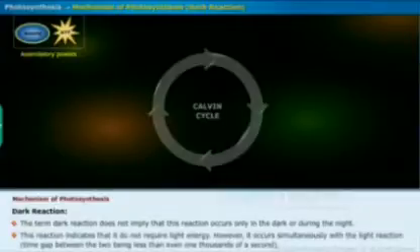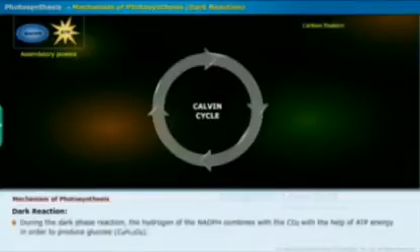In the dark reaction, the term dark reaction does not imply that this reaction occurs only in the dark or during the night. It indicates that it does not require light energy. However, it occurs simultaneously with the light reaction. H+ ions produced in photolysis are picked up by the special compound NADP, and it is converted into NADPH.